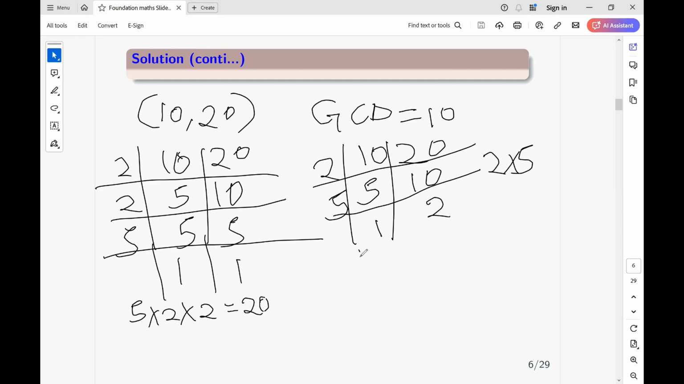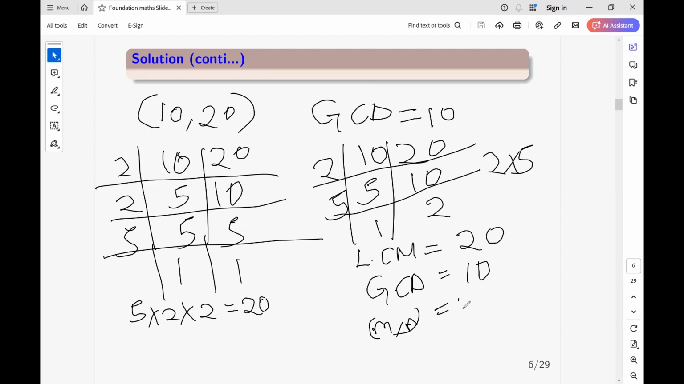So we have the LCM as 20, the GCD as 10, and the two numbers M and N as 10 and 20. When you multiply 10 by 20, you get 200. And when you multiply the GCD and the LCM, 10 and 20, you also get 200. So it's true: the product of the two numbers is equal to the product of the GCD of the two numbers and the LCM of the two numbers.